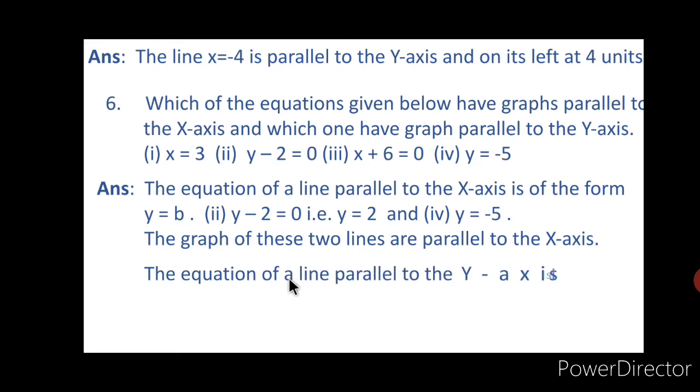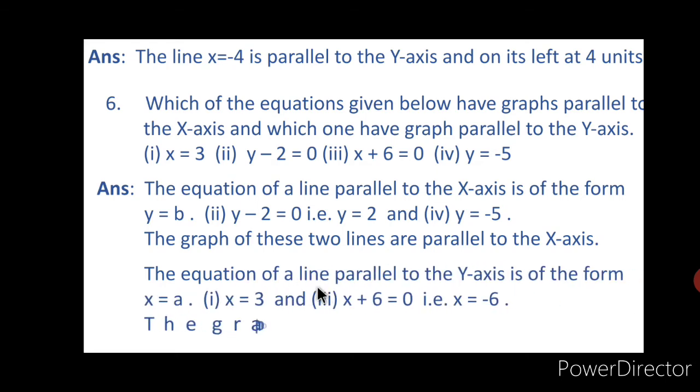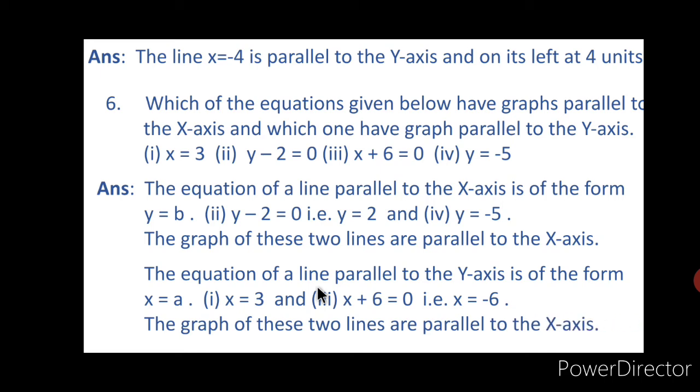Then the equation of a line parallel to the y-axis is in the form x is equal to a. Therefore the equations x is equal to 3 and x plus 6 is equal to 0, meaning x is equal to minus 6, the graphs of these two lines are parallel to the y-axis.